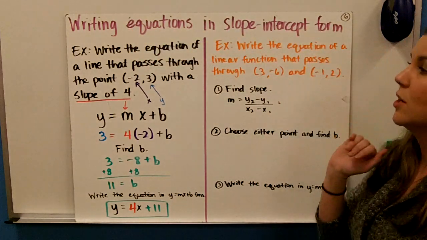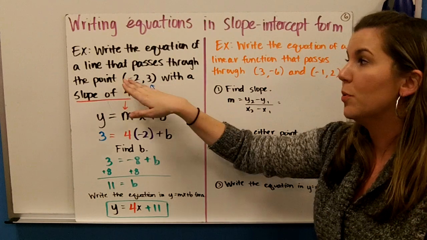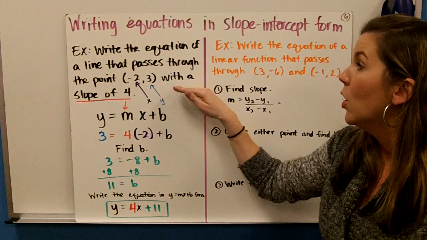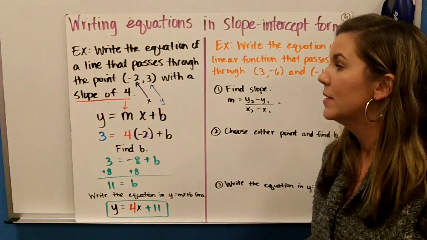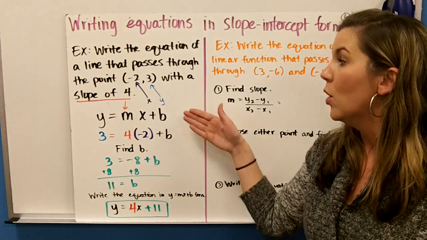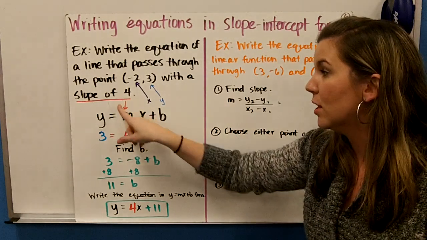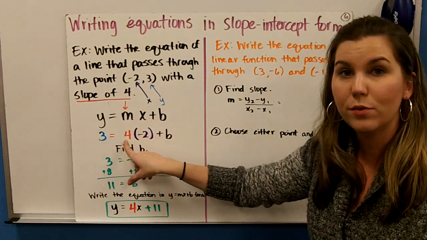Writing equations in slope-intercept form. Write the equation of a line that passes through the point -2, 3 with a slope of 4. So in this problem, you're given two things. You're given a slope and a point. We're going to write the equation using slope-intercept form. We know the slope is 4, so I substitute in a 4.